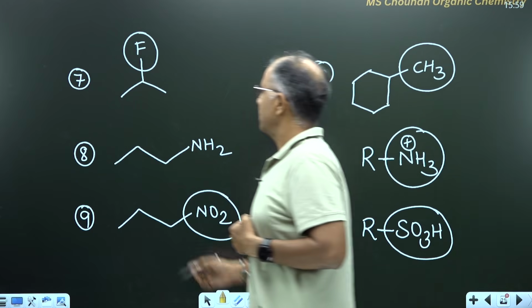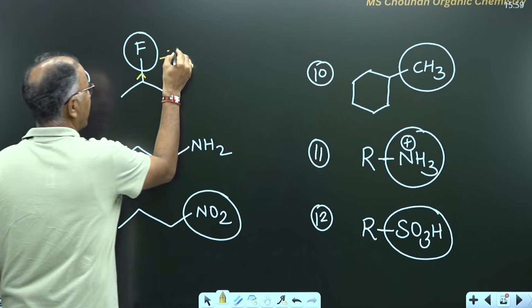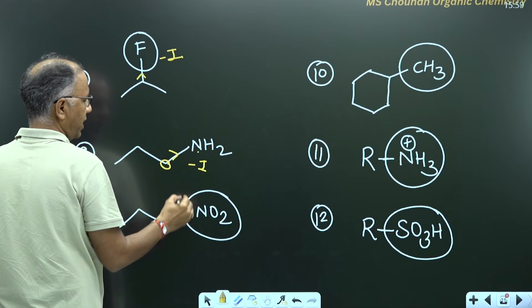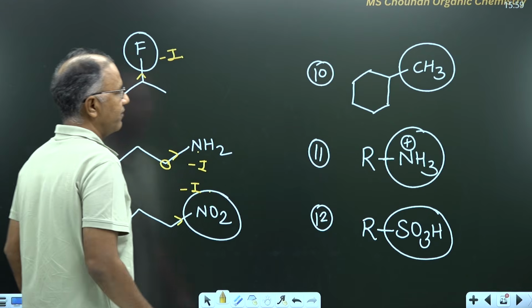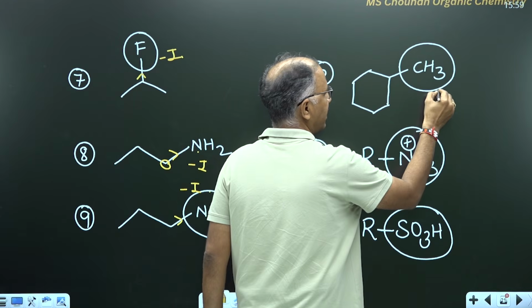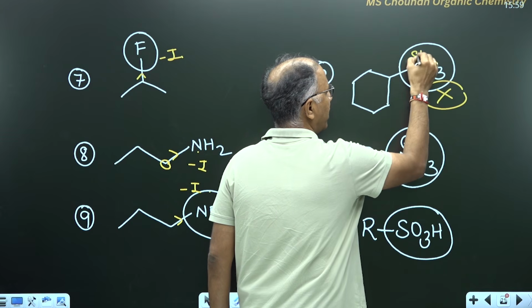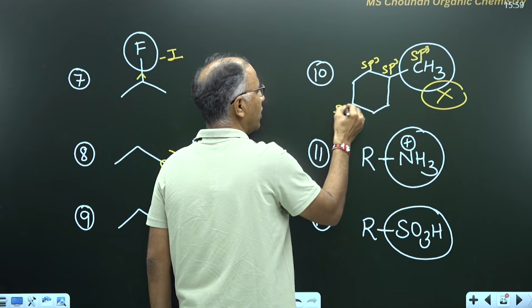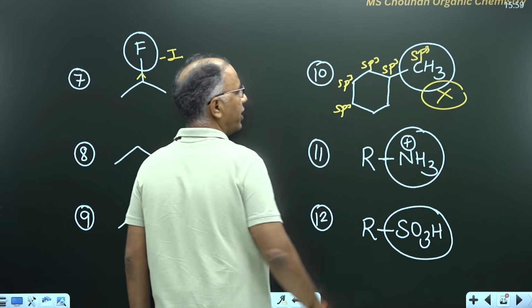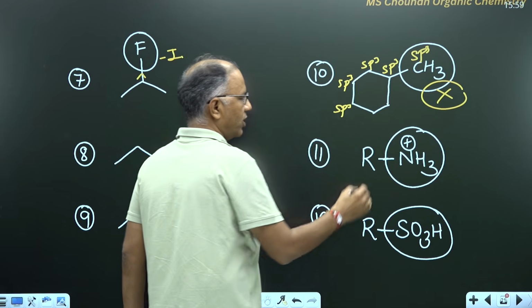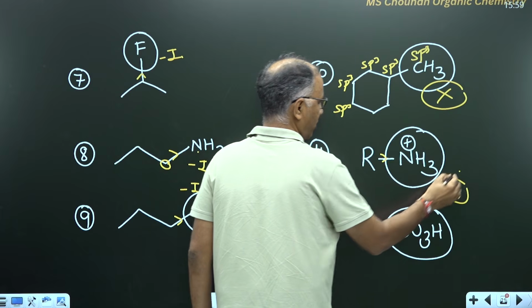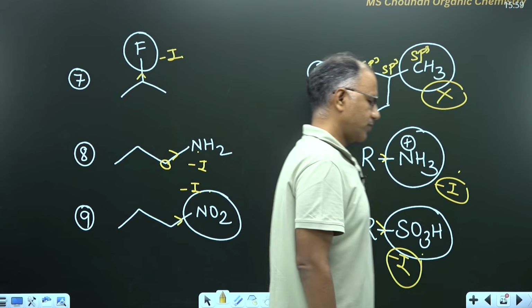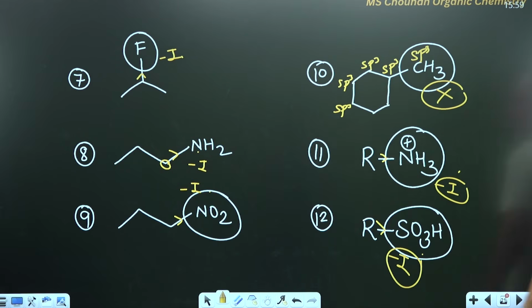Now what about 7th? Again fluorine is more electronegative, minus I. NH2 is more electronegative than carbon, minus I. NO2 is more electronegative, minus I. Now in this example, CH3 will not show an inductive effect because it is an alkane. All are sp3, non-polar, and we already discussed that there is no inductive effect in alkane. What about 11th? It is minus I effect. What about SO3H? Again it is a minus I. Got it?